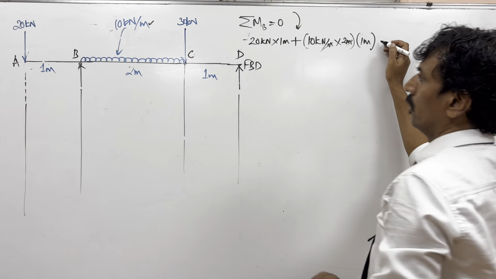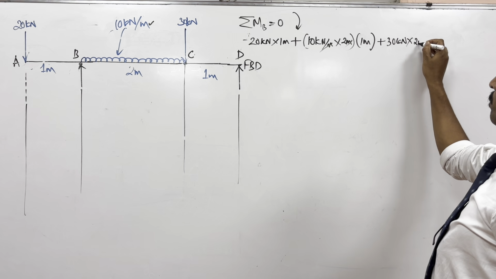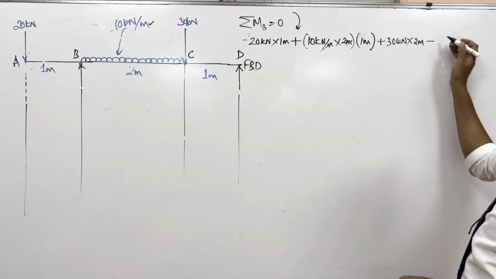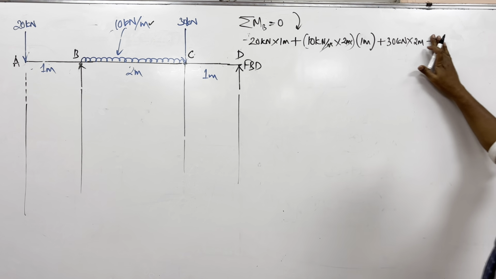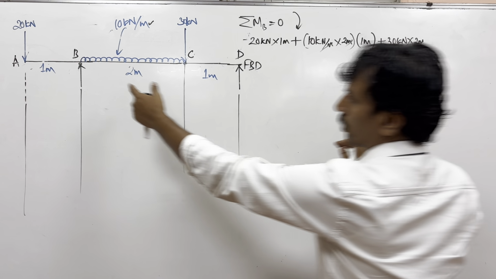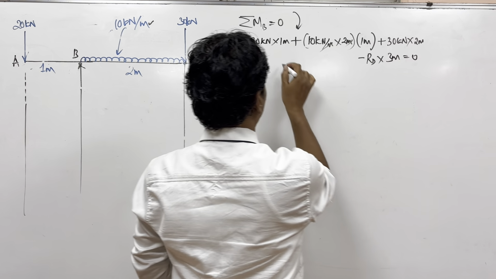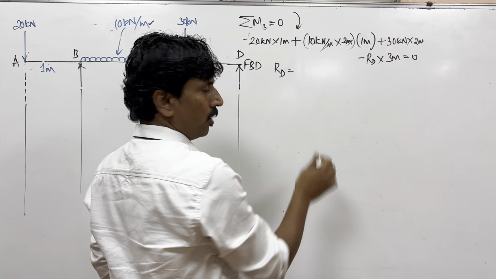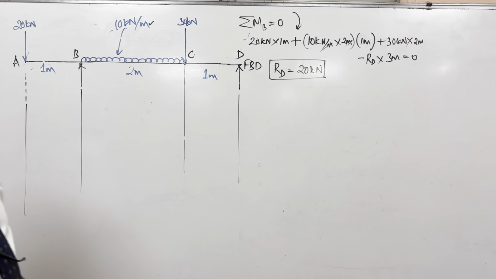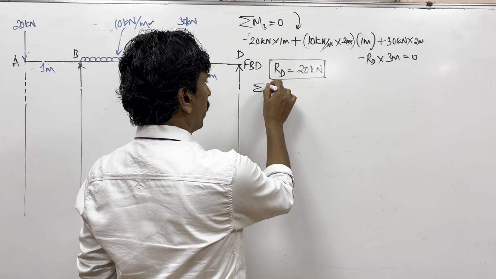And then what about this 30? Is it plus or minus? Plus 30 kilonewton multiplied by 2 meters. And then minus RD into how much from this point? 2 plus 1, 3. So RD into 3 meters is equal to 0. What is the value of RD? It is 20 kilonewton, the same answer as the previous one, because it made no difference.